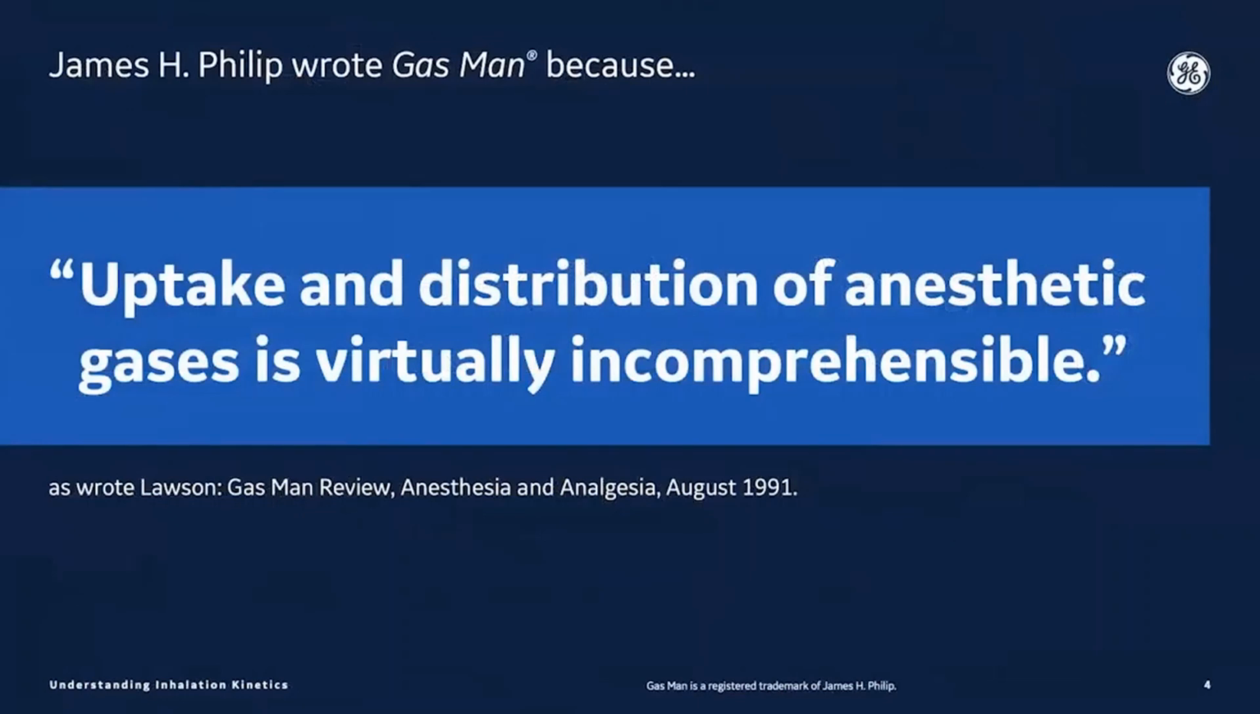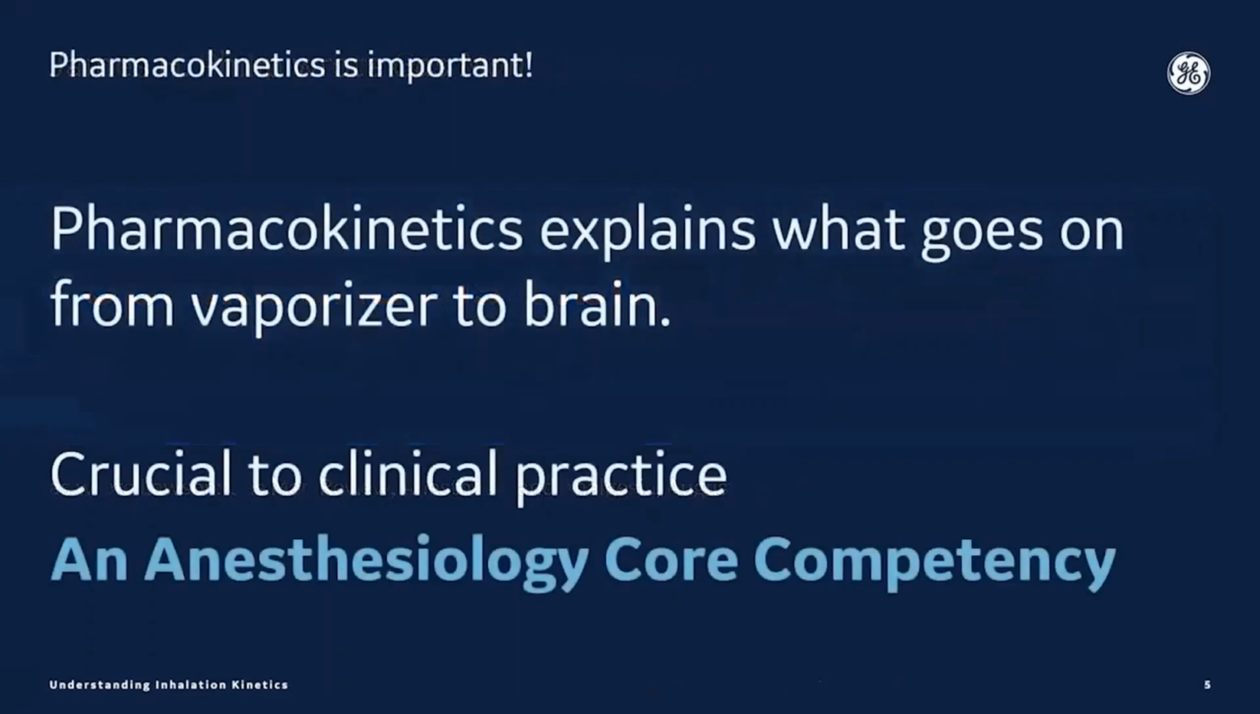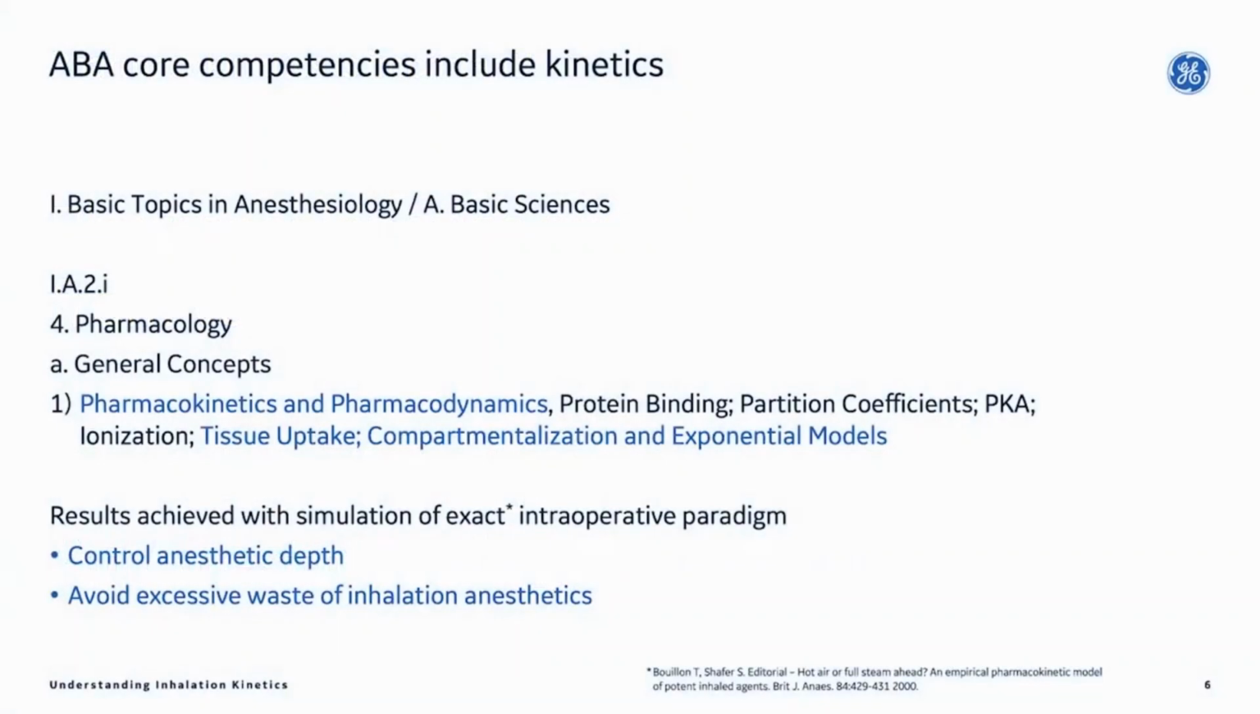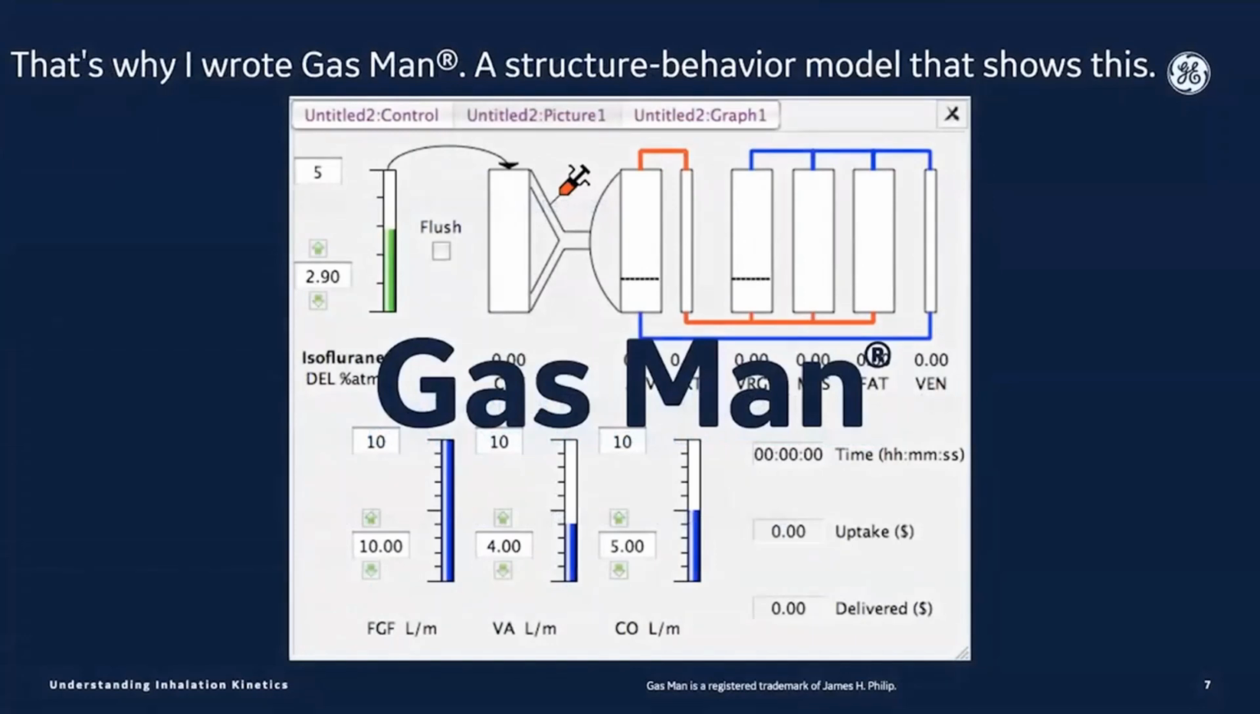Uptake and distribution of anesthetic gases is virtually incomprehensible. That's what Dan Lawson wrote in a Gasman review many years ago. Pharmacokinetics is important. Pharmacokinetics explains what goes on from vaporizer to brain. It's crucial to clinical practice, and it's an anesthesiology core competency. The American Board of Anesthesiologists lists it as one of the things that we all need to understand. That's why I wrote Gasman.